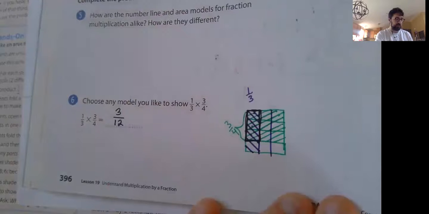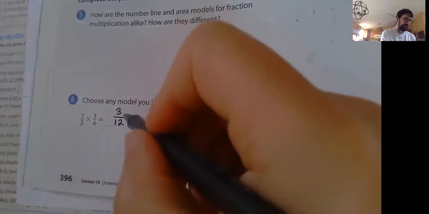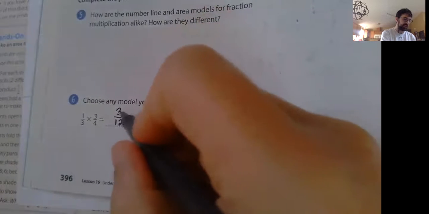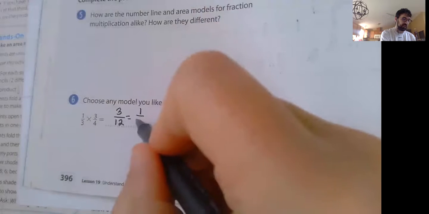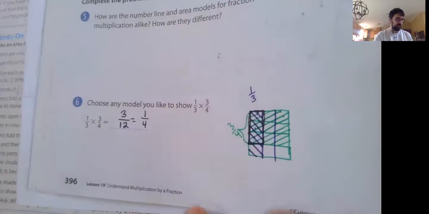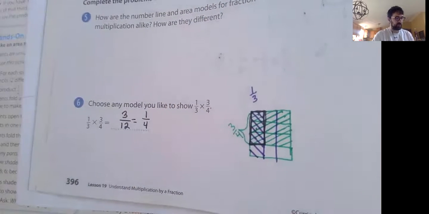So 3/12 would be the answer. Now I can simplify this as well, okay? I can simplify this by going ahead and dividing each of these by 3. 3 divided by 3 is 1. 12 divided by 3 is 4. So 1/3 of 3/4 is 1/4.